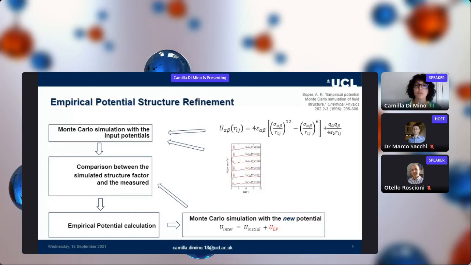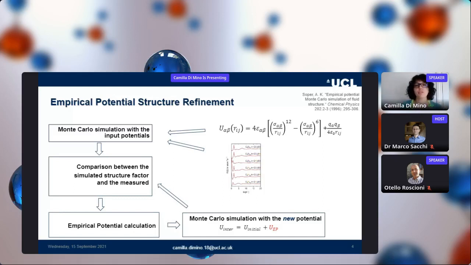So the difference between the normal Monte Carlo and what we do is that we don't just move molecules; we move molecules and at the same time we refine on top of that the potential to have the best agreement with the neutron diffraction data. And this makes the simulation, hopefully, the most reasonable and the most structurally correct possible.